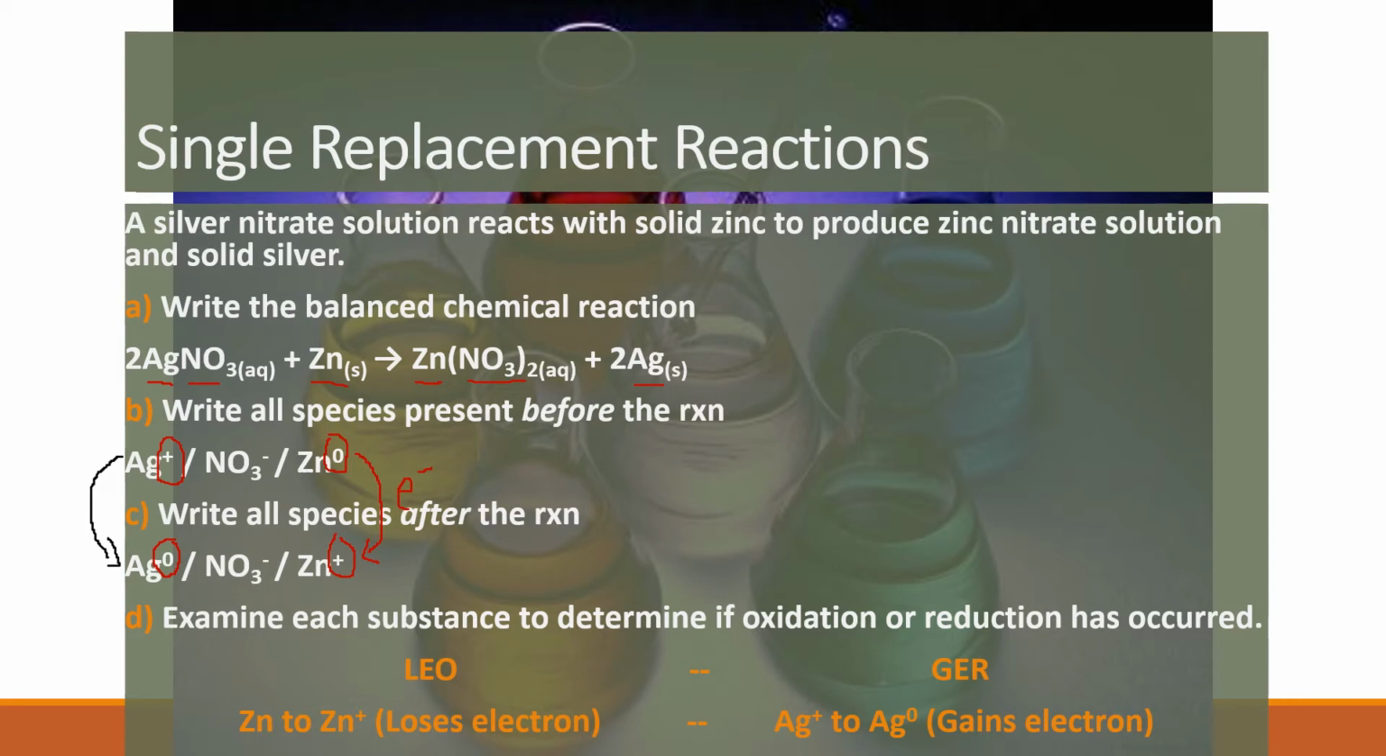So that positive, it reduced its charge, and that's going to be the biggest giveaway, which one is reducing its charge. Zinc to a positive gained charge. Silver to a positive to a 0, it reduced its charge and it gained the electron. And you see what's happening from the beginning to what's happening at the end.